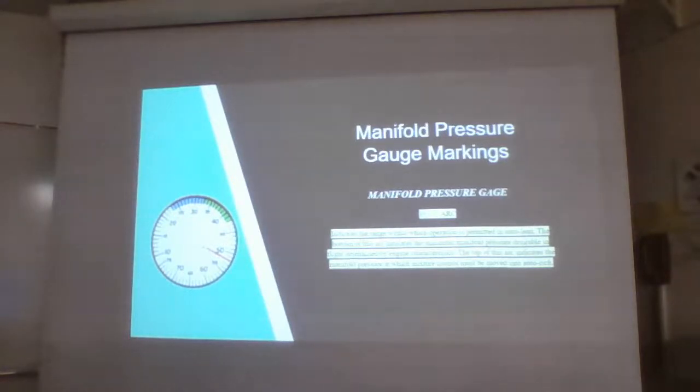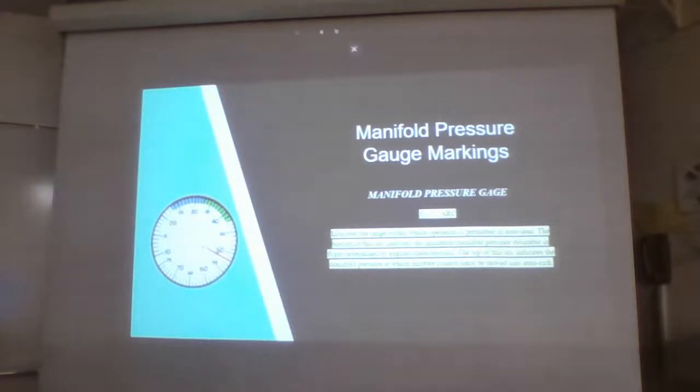And then in the same slide, it explains that if you're at the top of that blue arc, it indicates the manifold pressure at which the mixture control must be moved into auto-rich. So if you get toward the high end of this blue arc, you want to start moving your mixture into auto-rich. And at the low end of this blue arc, you want to move into auto-lean.